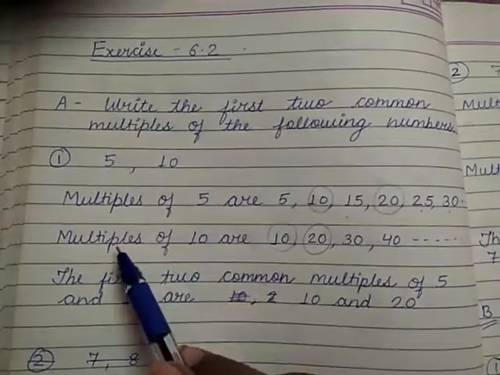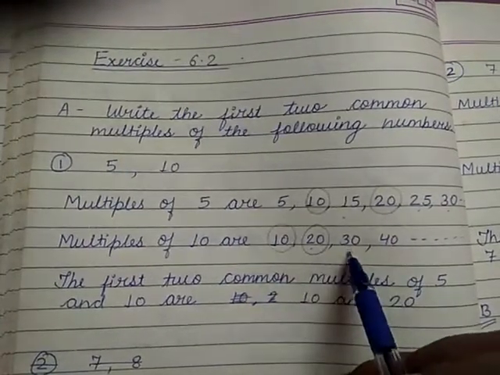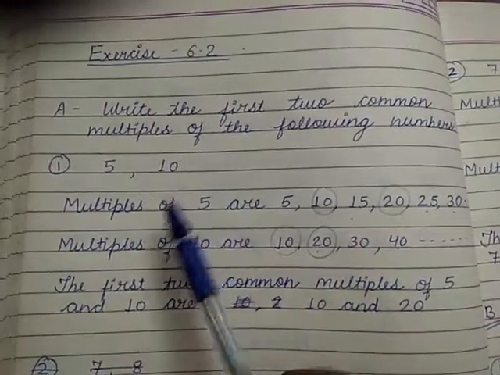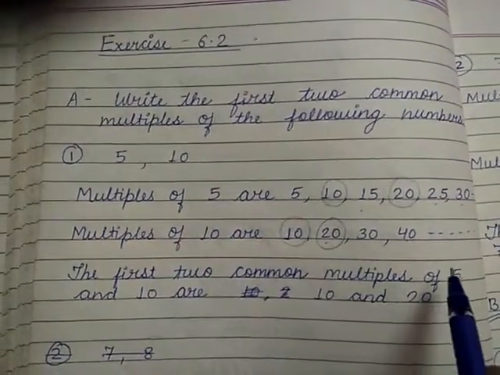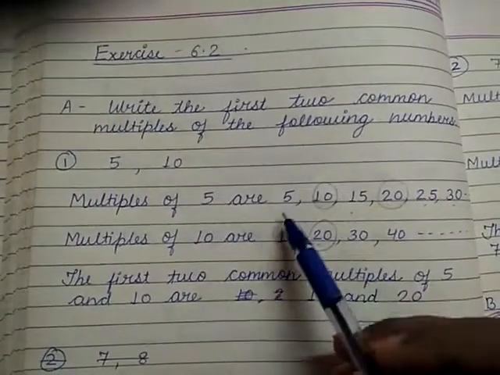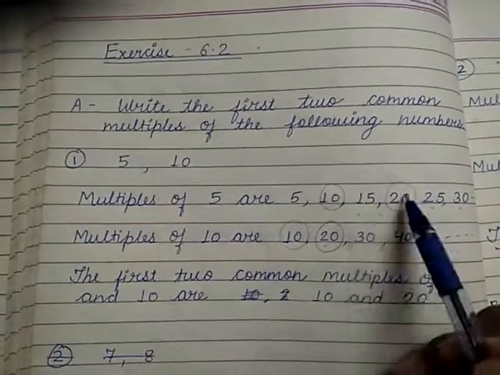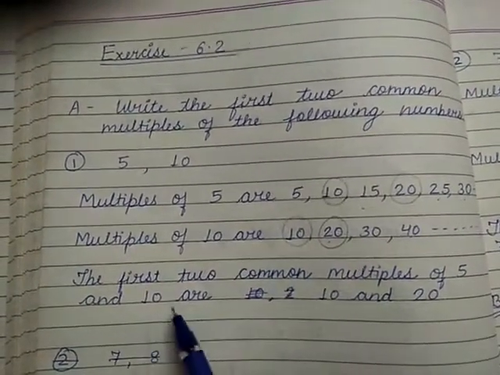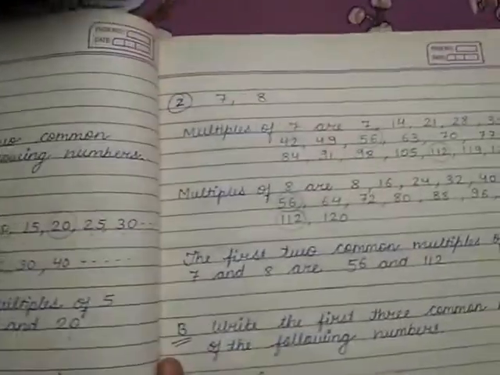Now multiples of 10 are: 10 ones are 10, 10 twos are 20, 10 threes are 30, 10 fours are 40 and so on. We have to find out only the first two common multiples. So circle the common ones. The common are 10 and 20. So the first two common multiples of 5 and 10 are 10 and 20. Now question 2.